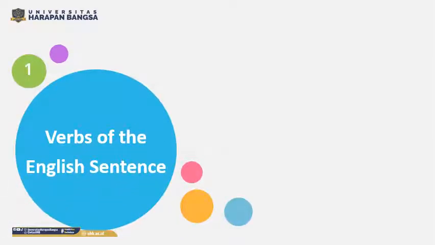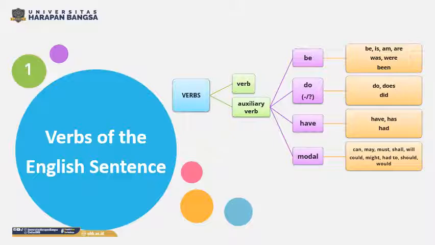Let's talk about the verbs of the English sentence. The verbs of the English sentence can be in the form of verb itself and auxiliary verb. The verb is very easy. For example, you have think, talk, sing, drink. For example, I think about you. She smiles. I am studying English right now.